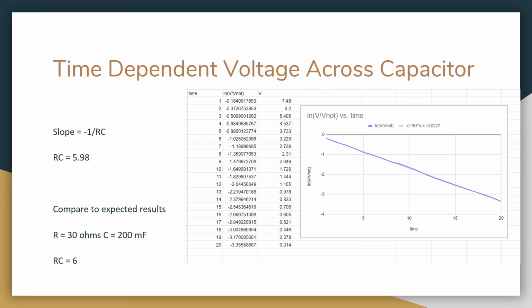The last part of the lab dealt with trying to experimentally determine a value for the quantity RC, which is resistance times capacitance. To do this, I charged a capacitor to its full charge of 9 volts and then calculated the voltage difference at different time intervals while letting it discharge. Taking the natural log of the 9 volts over V naught, which is the voltages that I calculated at the different timestamps, and plotting that versus time, I was able to calculate an RC value based off of the slope of the graph of 5.98, which is very similar to the expected results of 6.